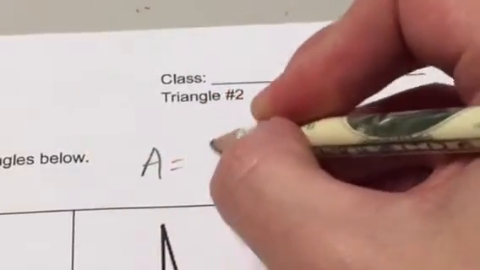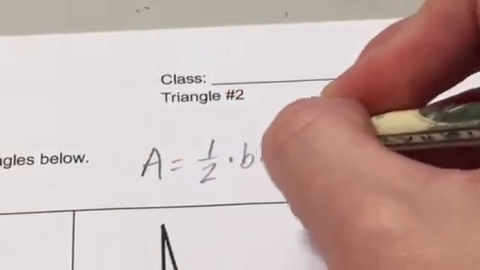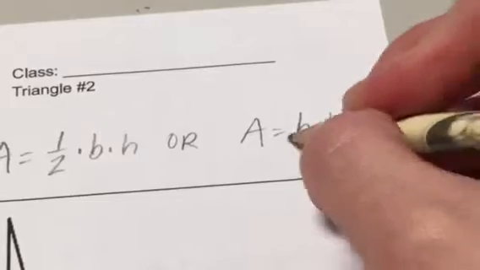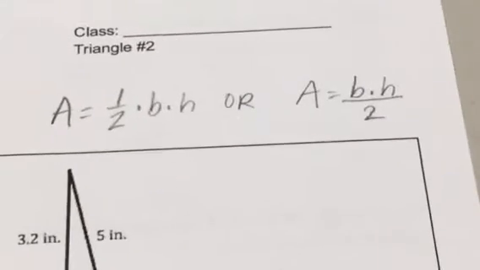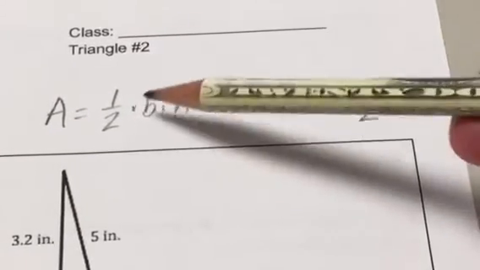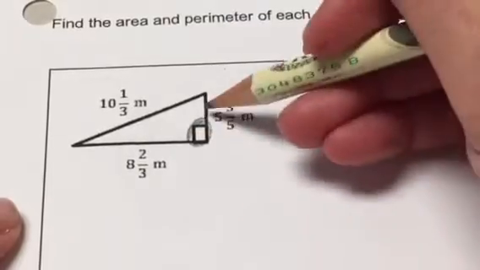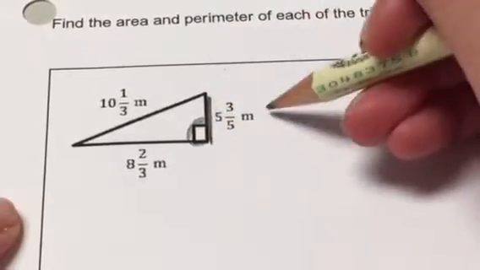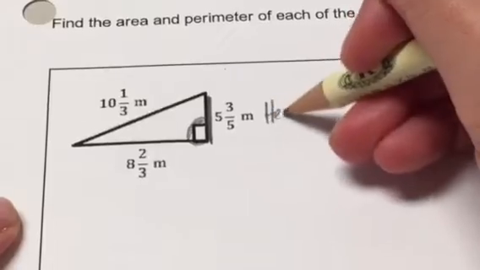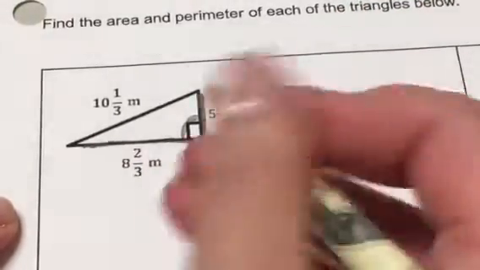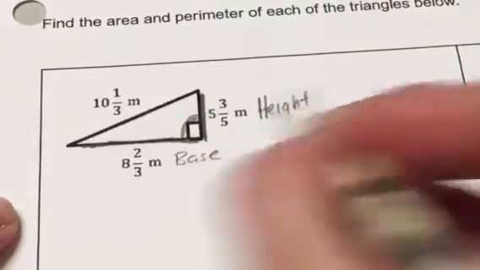There's the area is 1/2 times the base times the height, or you could do area is base times height divided by 2. They're the same exact formula, but this one is better to use with fractions. So in the first one, I'm going to identify this is where the right angle is. So that straight line going up and down is going to be my height. And what the triangle is sitting on is going to be my base.